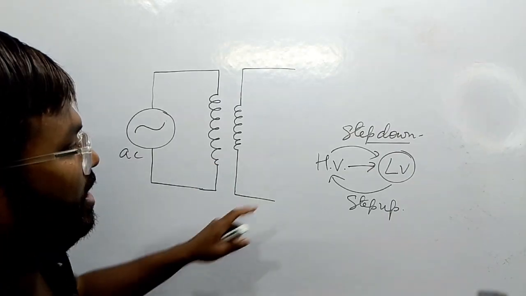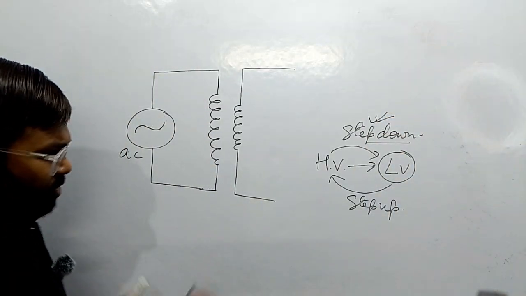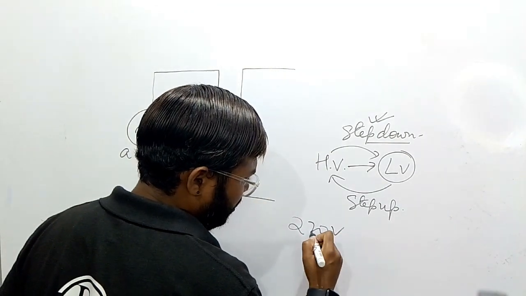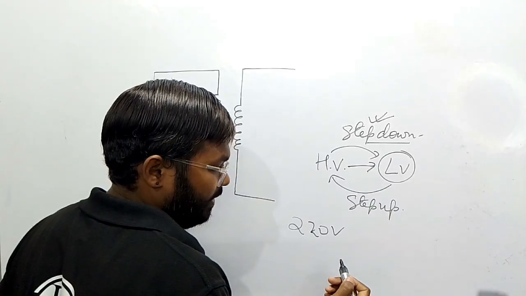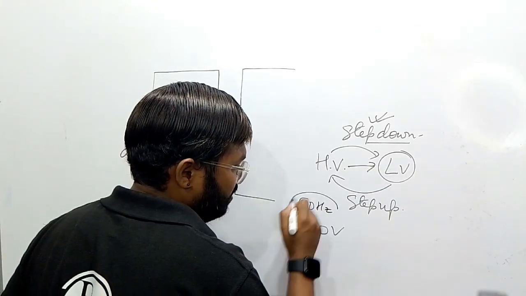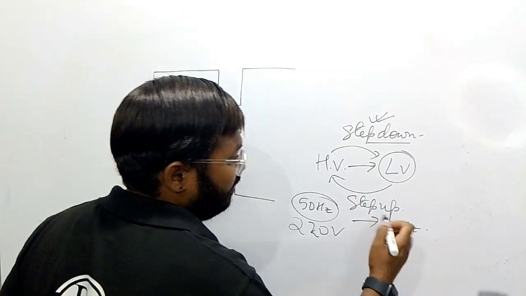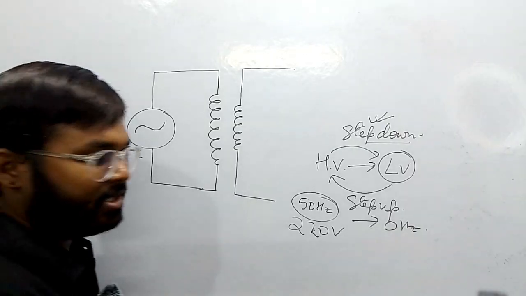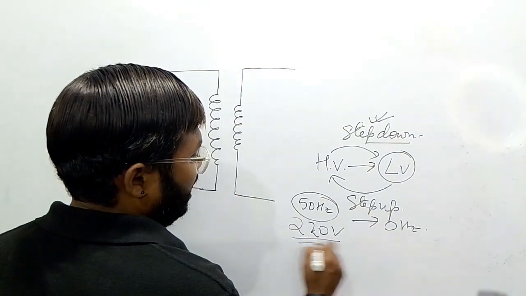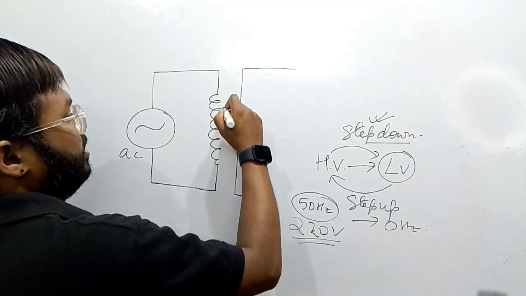Here, what will we use? We will use a step down transformer because how much AC do we have at home? We use 220 volt, and the frequency of this AC in India is 50 hertz, whereas the frequency of DC is 0 hertz. Frequency means cycles per second. So this 220 volt has to be reduced, so we'll use a step down transformer here.